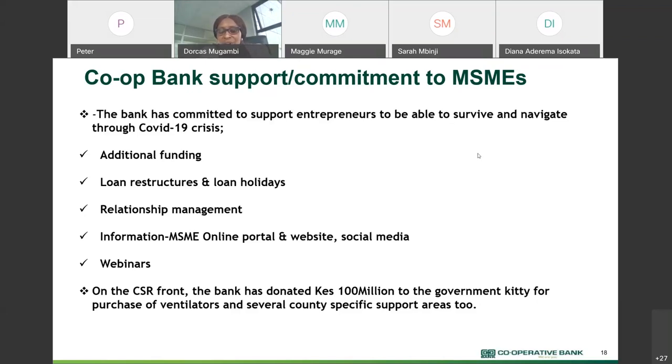And if you allow me, I will request Moses, who has joined us, to take us through some of the things we are expecting, especially for our MSMEs, before I take us through the areas of trade finance, support for importers and even support for our clearing and shipping agents. So Moses, if you're on the call, I give you a minute or two to talk on the commitment we are giving our customers.